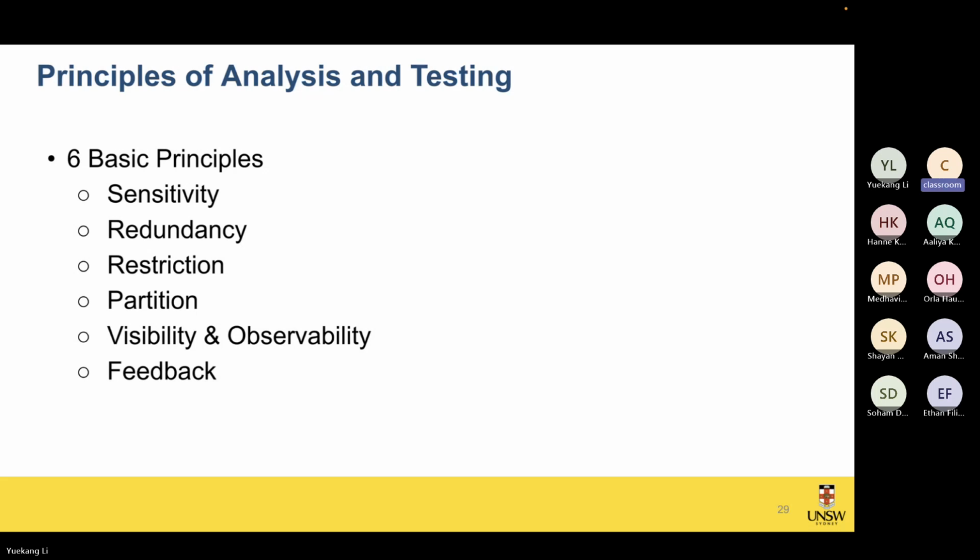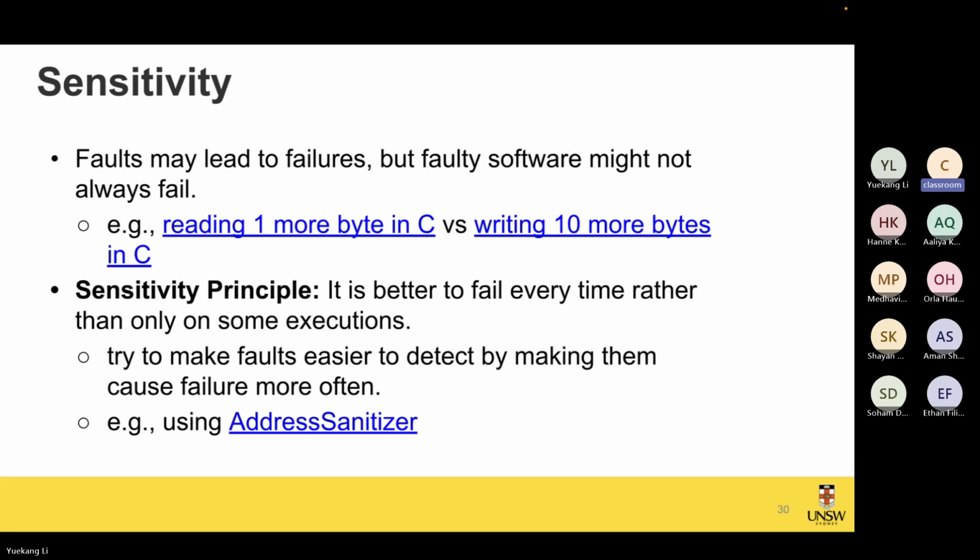So these are the 6 basic principles. The first one is sensitivity. The second one is redundancy, and then restriction, partition, visibility and observability, and lastly, we have feedback. Let's go through them one by one.